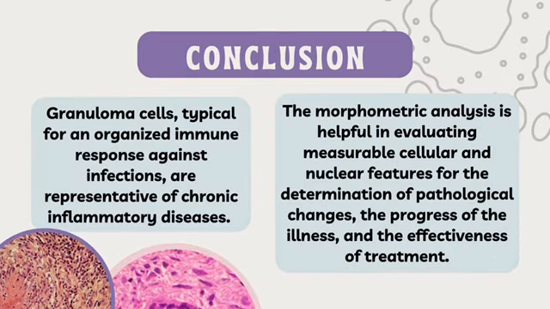To conclude, granuloma is a structured immune response that is a hallmark of chronic inflammatory diseases such as tuberculosis and sarcoidosis. With the help of morphometric analysis, epithelioid cells and multinucleated giant cells can be differentiated by evaluating the measurable cellular and nuclear features of cells. Granuloma formation is an essential response to persistent stimuli, while morphometric analysis is a crucial tool to understand the development, progression, and potential treatment for those cells in response.